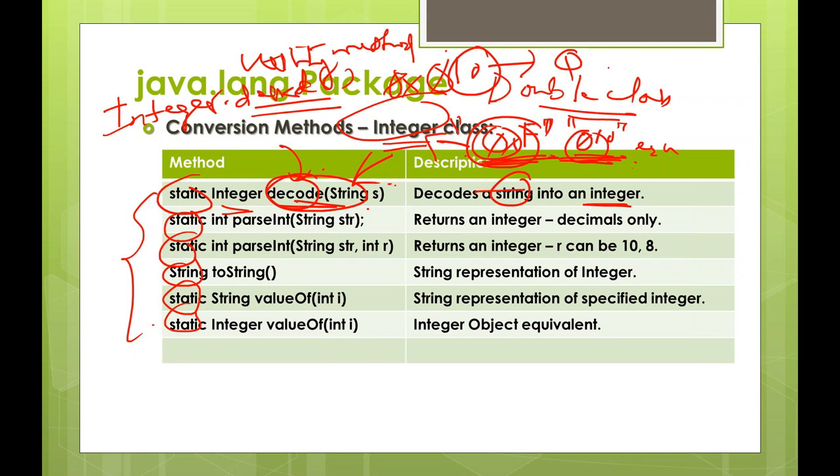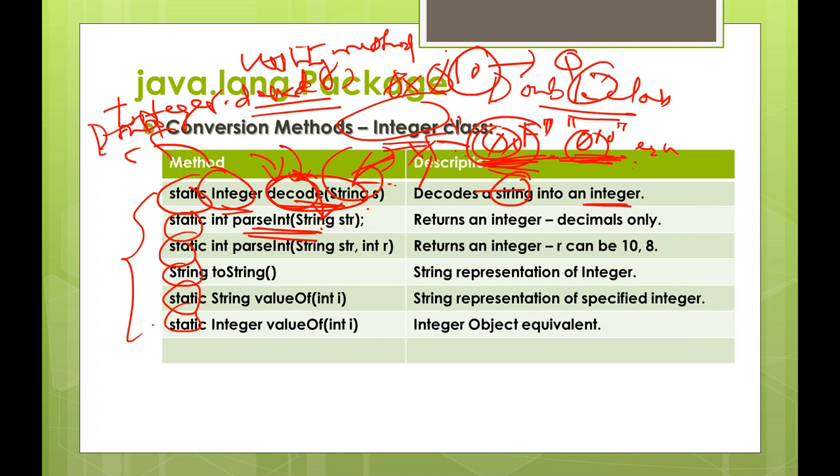But there is no way we can specify a binary number in a string and get the decimal equivalent of that one. With this, it supports only hex, octal, and decimal. Okay, so here we have parseInt. Similar to integer, we have a decode method for double as well. That simply returns a double object of the string representation of the double number. Okay, so we have parseInt.